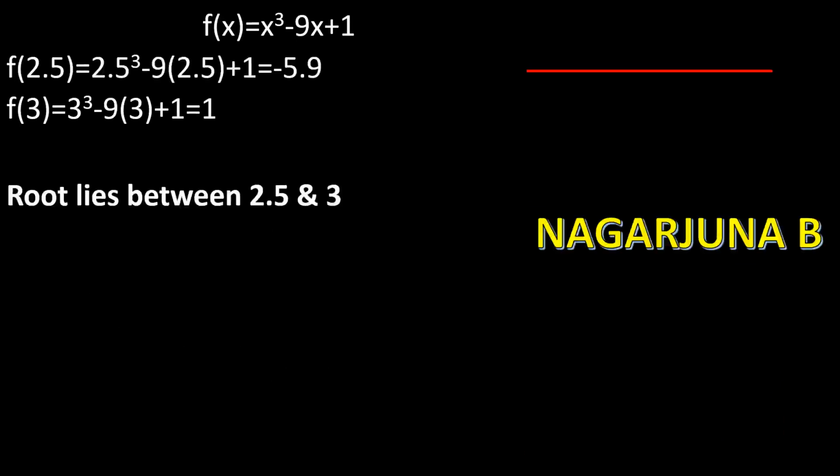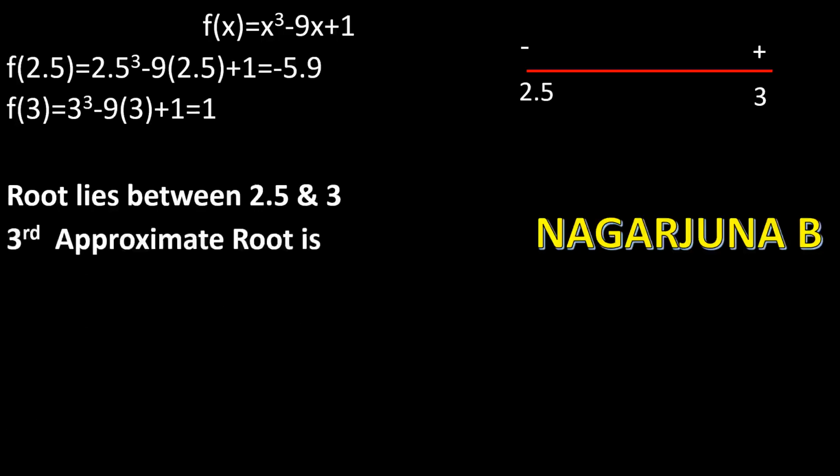Right. So draw the line, at one end 2.5, and it is a negative value, that is f of 2.5, and at the other end 3, and f of 3 is a positive. Write it as a plus. Now it is the third step. For that purpose, the third approximate root uses the same formula, x is equal to (a plus b) by 2. Here a is 2.5 and b is 3. Therefore we can write x3 is equal to (2.5 plus 3) divided by 2, and it is equal to 2.75.